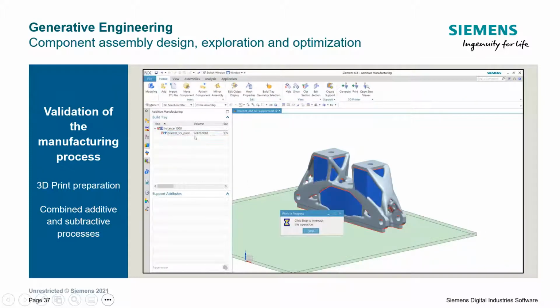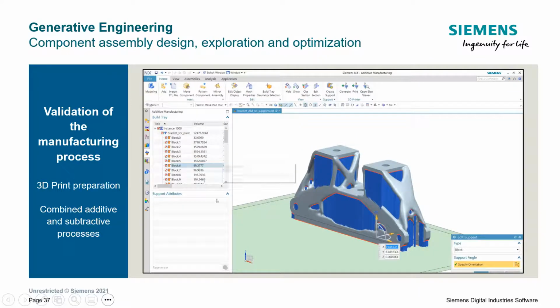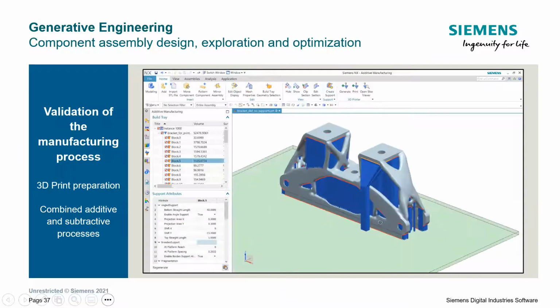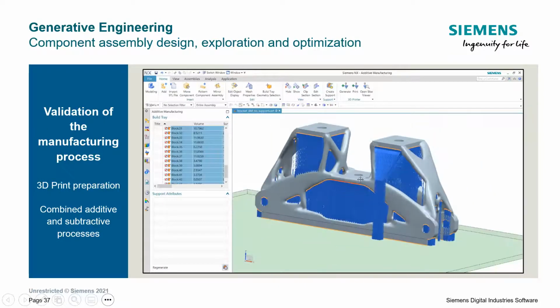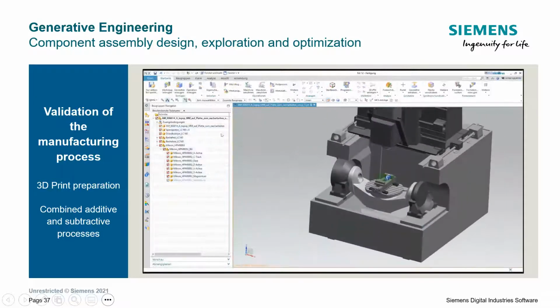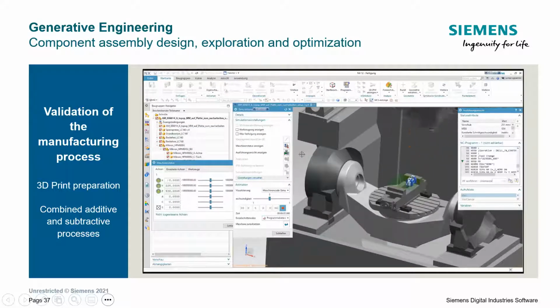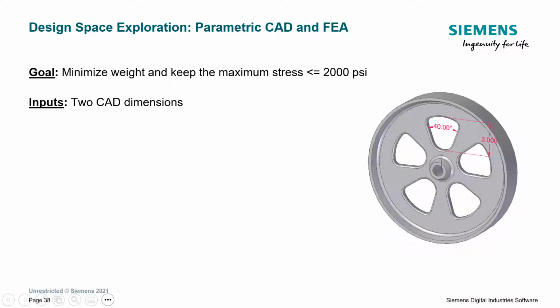Then 3D print preparations can be made to look at the print job setup by selecting the printer and the build tray, positioning and nesting of parts, creating the associative support structures for metal parts using powder bed fusion methods, and the different build processors generate the output to drive the selected 3D printer with the right parameters for the material and print strategy.